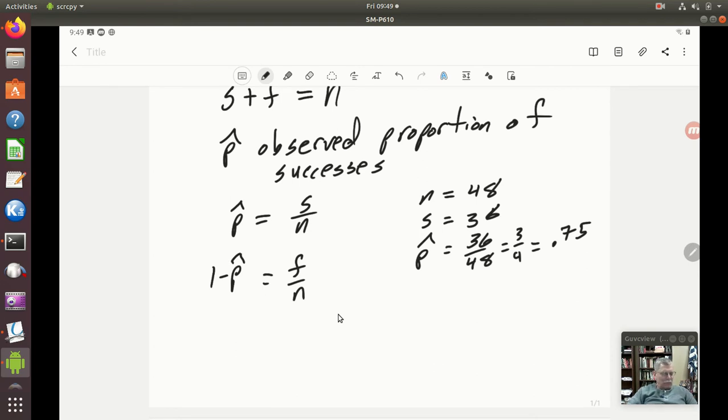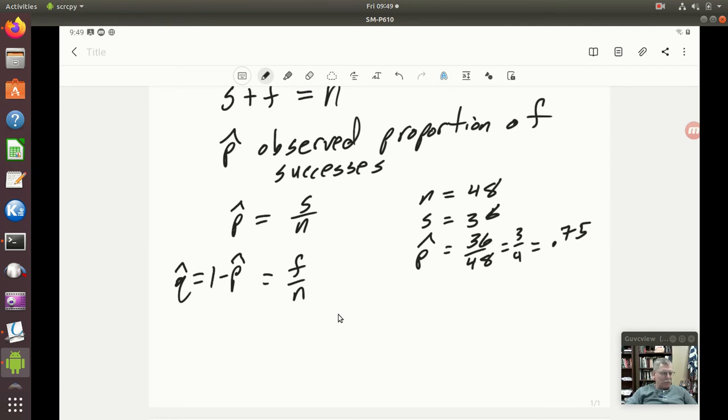And so that's a perfectly good proportion. Now, in some textbooks and so forth, you might call it Q hat. So I guess we're watching our P's and Q's. And so you could call it Q hat. I might call it Q hat at times. But it is the observed proportion of successes.